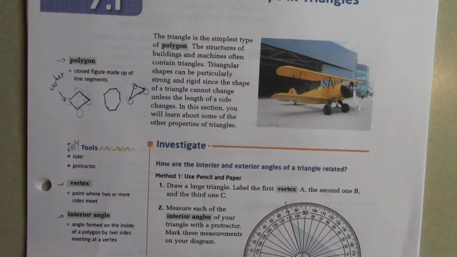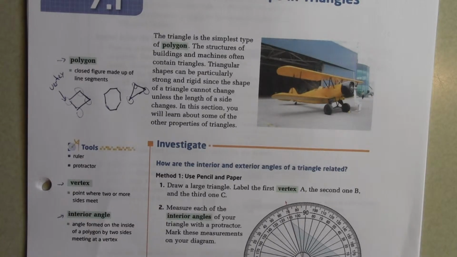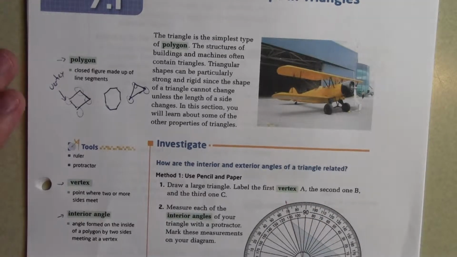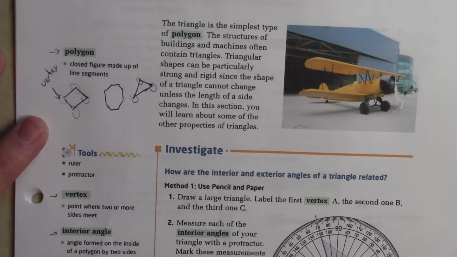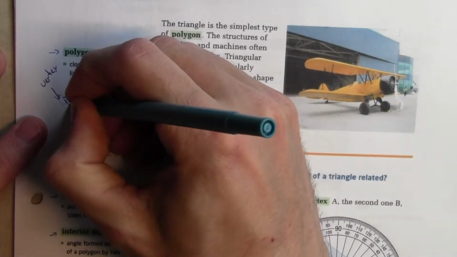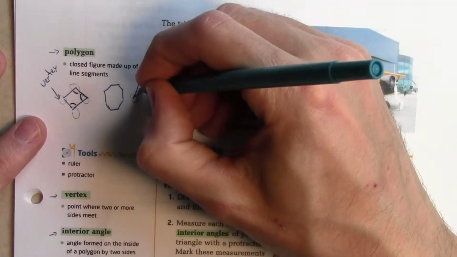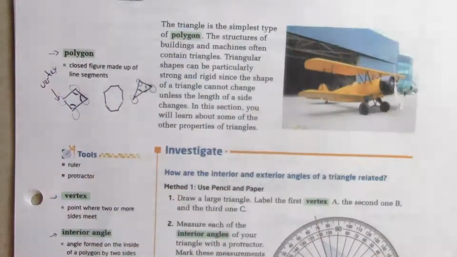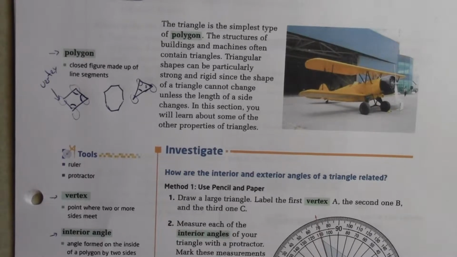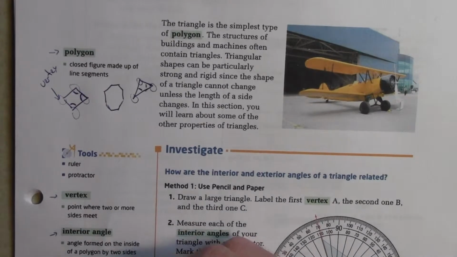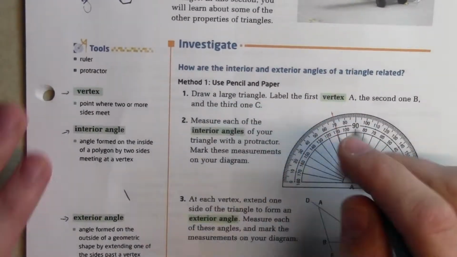An interior angle is an angle formed on the inside of a polygon by two sides meeting at a vertex. So an interior angle is always the inside angle where two sides meet. Okay? These are all interior angles. An exterior angle is an angle formed on the outside of a geometric shape by extending one of the sides past a vertex.